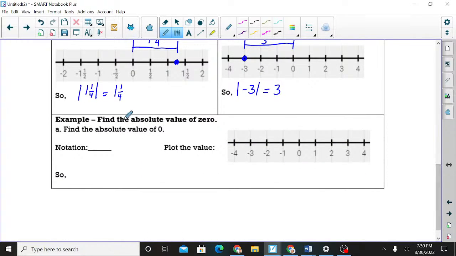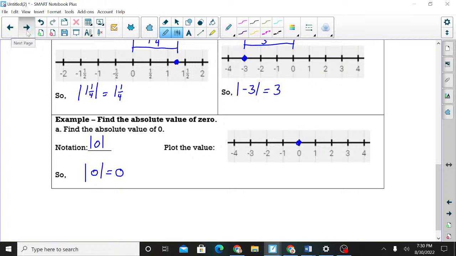The last one is find the absolute value of 0. The notation is bar 0 bar. And if we plot 0 on the number line, 0 is 0 units away from 0. So therefore, the absolute value of 0 is 0. 0 is the only number like this.